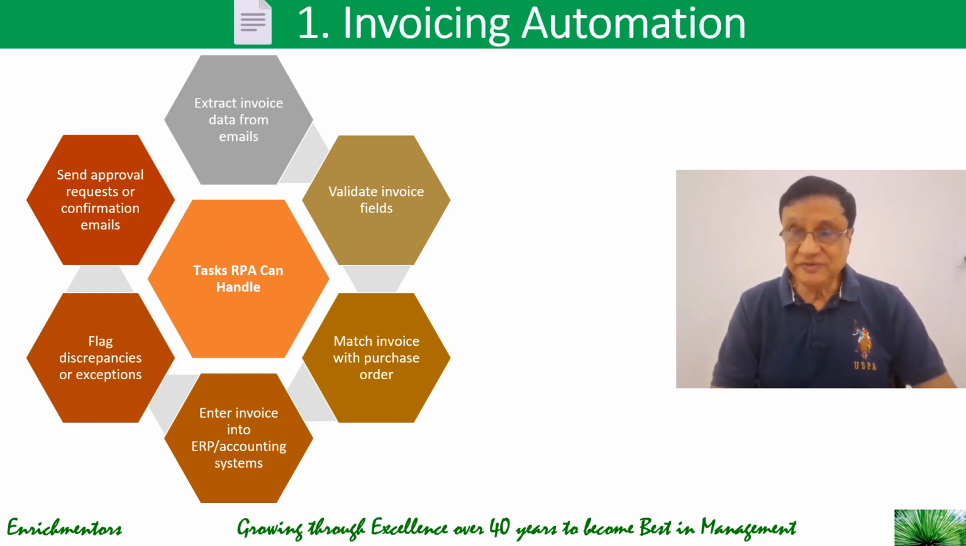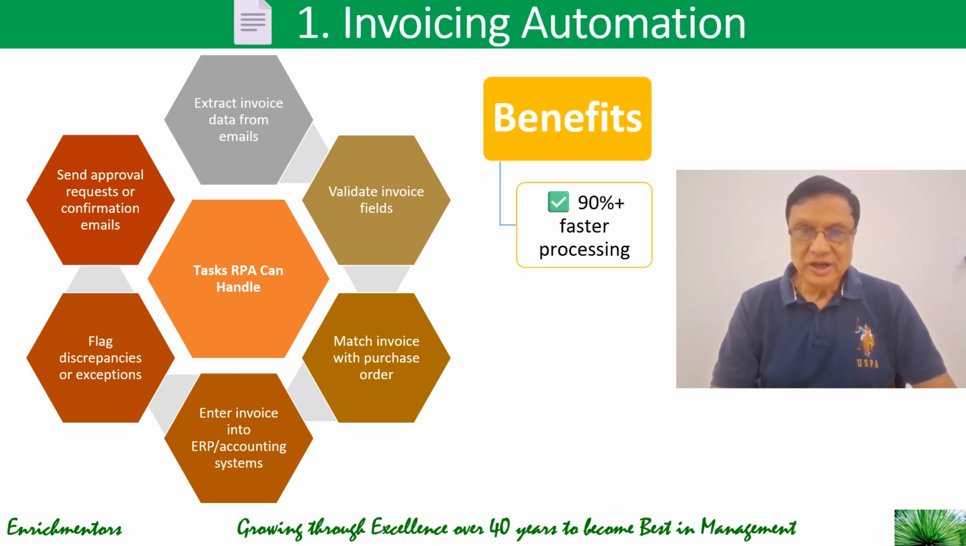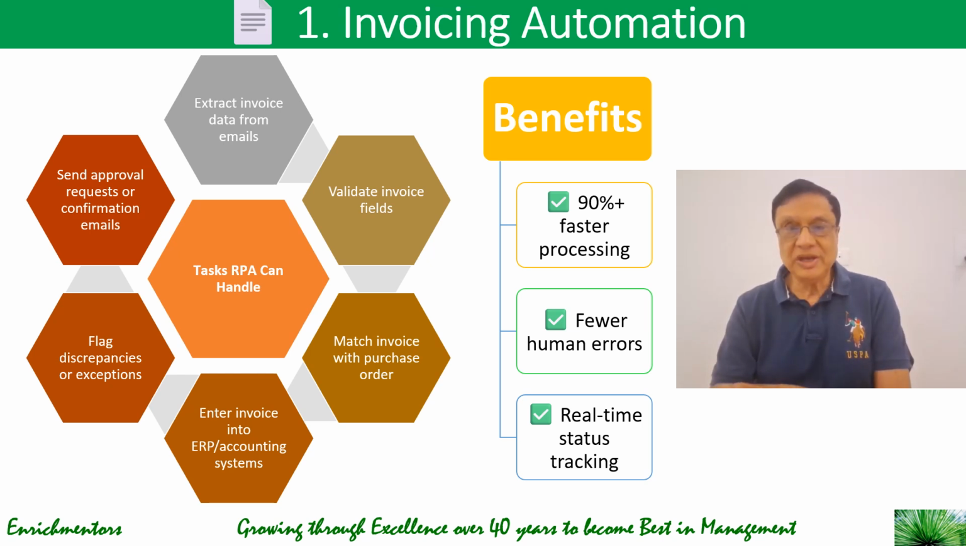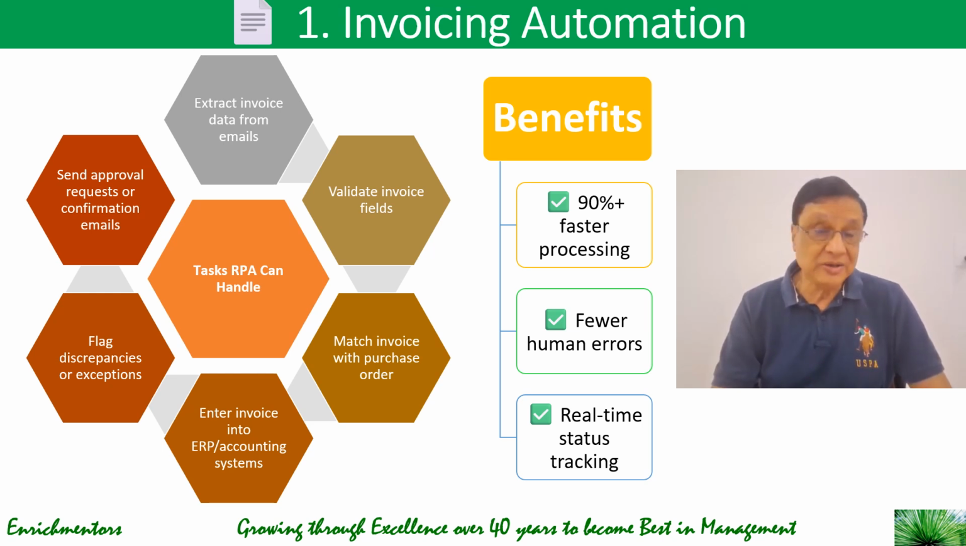That's how the tasks are done by the robotic bots in the system for invoicing automation. What are the benefits of this? It offers 90% faster processing, fewer human errors, and real-time status tracking. These are the benefits over human beings doing it. Faster, fewer errors, and real-time status tracking because it can work 24/7. Human beings can't do 24/7, not one person. You need three of them or at least two of them to do that.